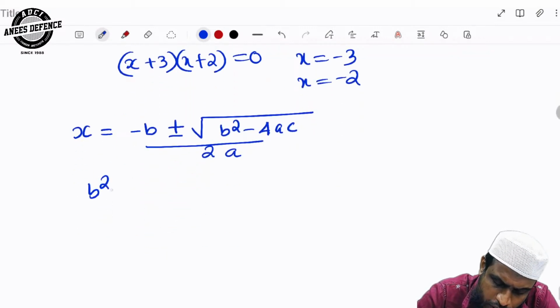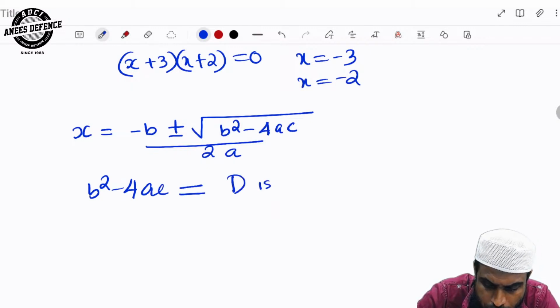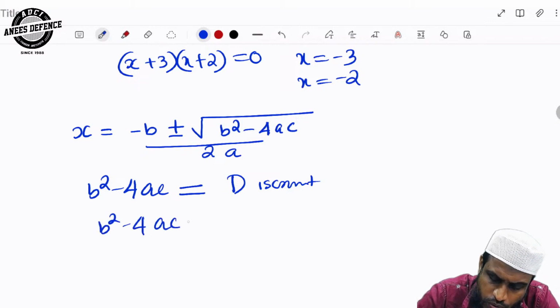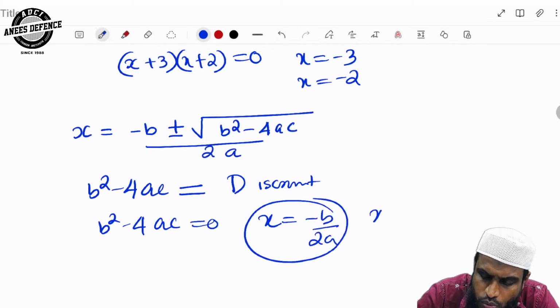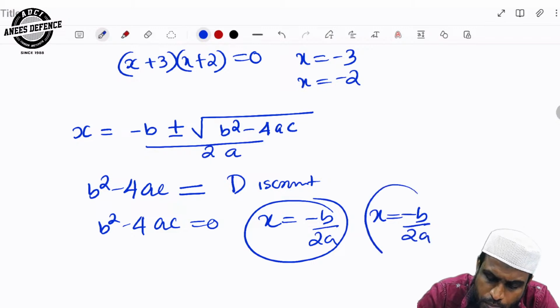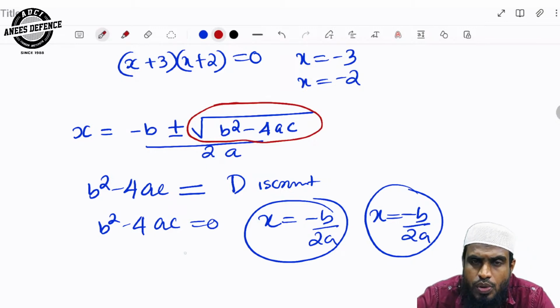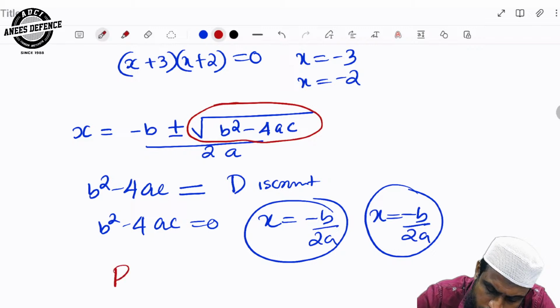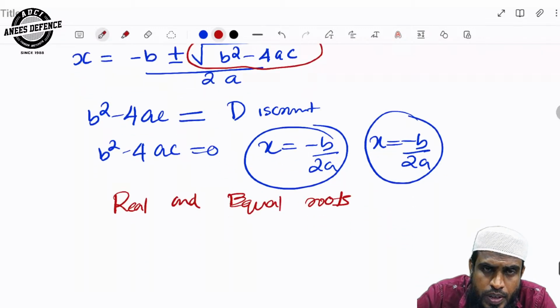So that is the case of quadratic equation. Here b square minus 4ac is represented as D, or discriminant. So if b square minus 4ac is equal to 0, you will get x is equal to minus b by 2a, and the second root is also minus b by 2a, because the discriminant part becomes 0. So plus or minus 0. So if the discriminant is equal to 0, the answer is you will get real and equal roots.